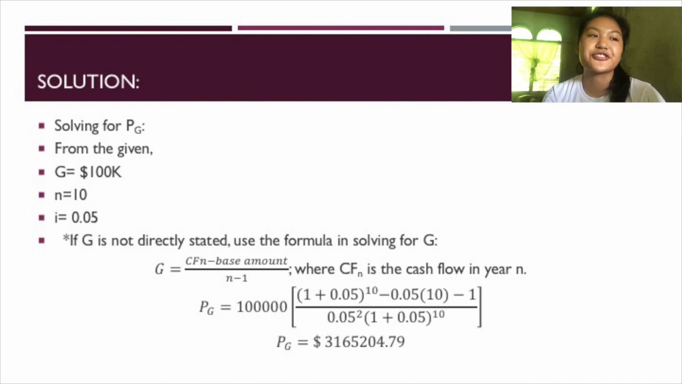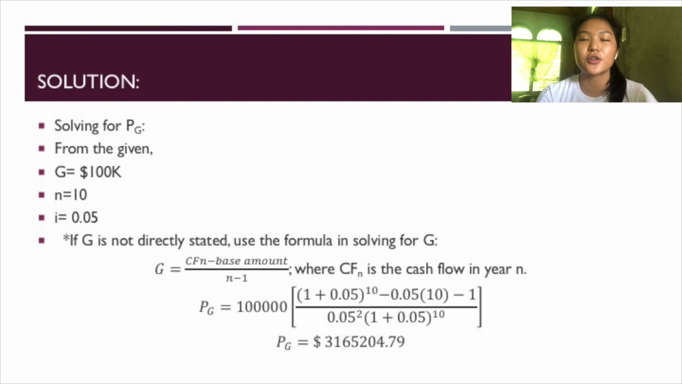And note that if G is not directly stated in a problem, we will just use the formula in solving for G. G is equal to CF sub N minus the base amount over N minus 1, where CF sub N is the cash flow in year N. We will just use the original formula since it is stated in the problem. P sub G is equal to 100,000 times [(1 plus 0.05) to the power of 10 minus 0.05 times 10 minus 1] over 0.05 squared times (1 plus 0.05) to the power of 10. And we will get a result of $3,165,204.79.